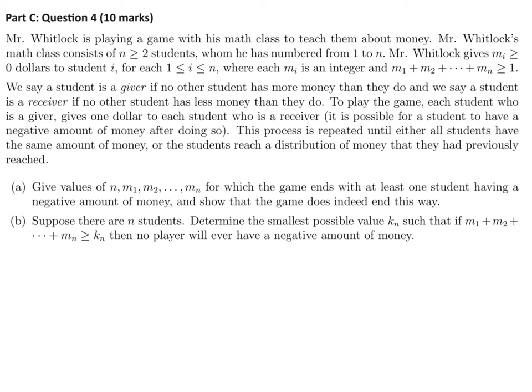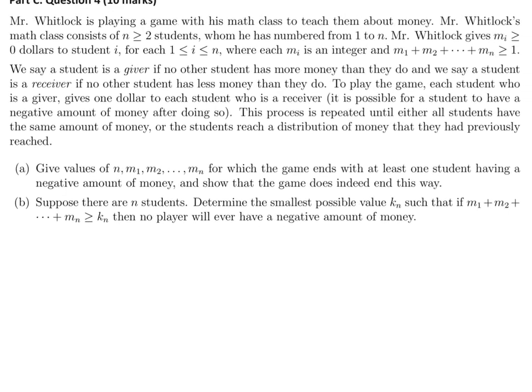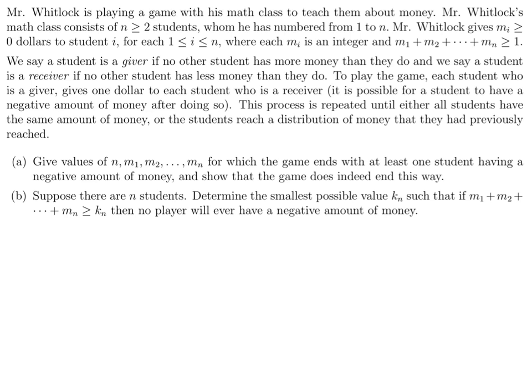All right, so let's explain this first. I will explain this with an example. Let's just give a simple example. Let's say we have 5 students, so n is equal to 5. So we have student 1, student 2, student 3, student 4, and student 5. Now let's say they all start off with a certain amount of money, right? Because Mr. Whitlock gives them some money.